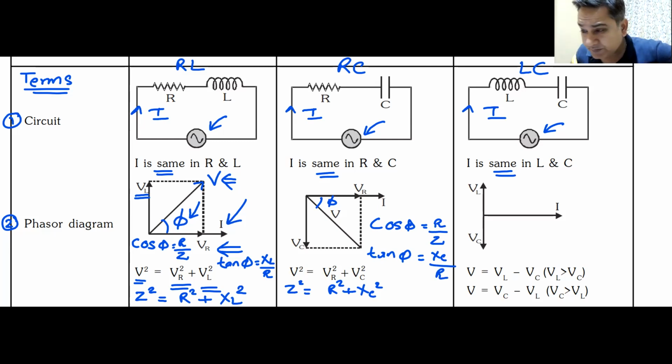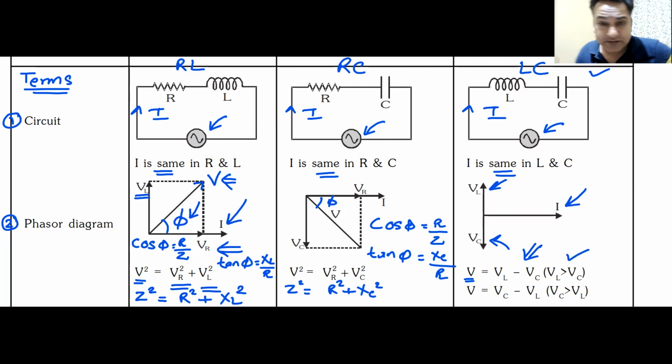LR and RC circuits are the two circuits that will come. In very rare circumstances, you might find the LC circuit. So what happens in this LC circuit? This is the current. Voltage across the capacitor will be behind by 90 degrees. Voltage across the inductor would be ahead by 90 degrees. So total voltage V will be equal to VL minus VC.